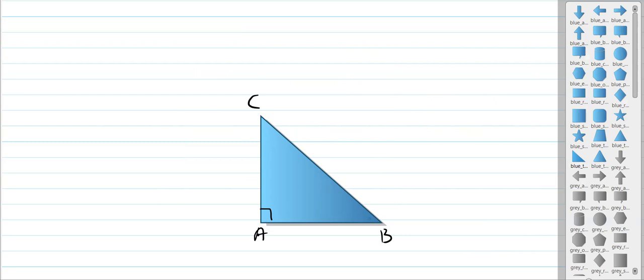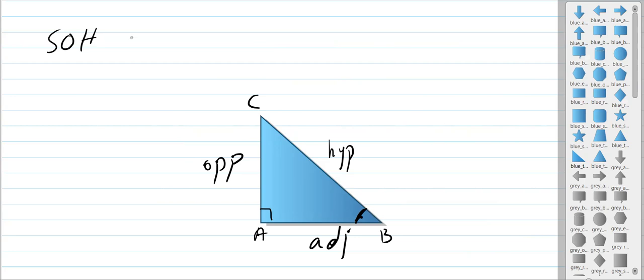Now let's say I'm considering this angle. This angle is B. This is the hypotenuse. Then this will be adjacent, and the opposite is this one.